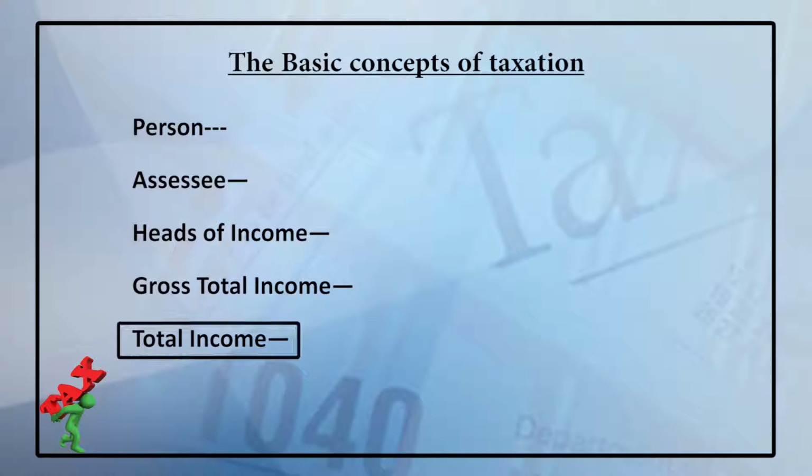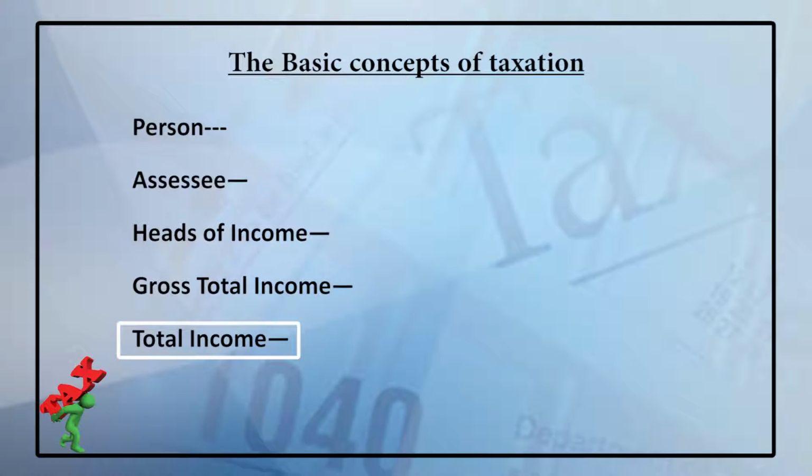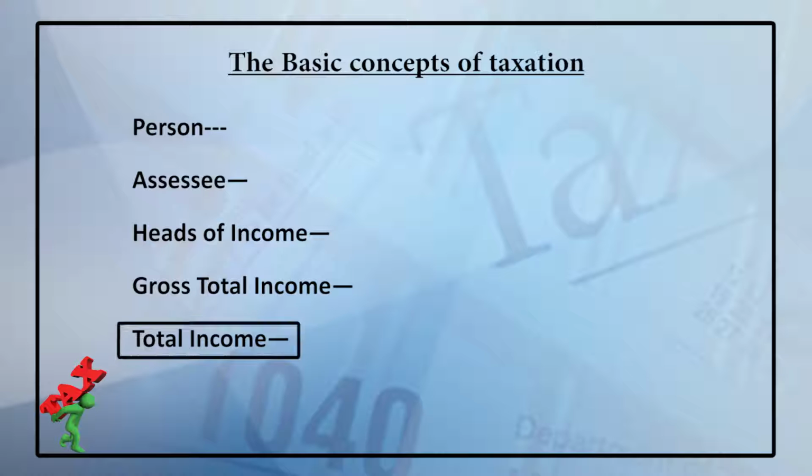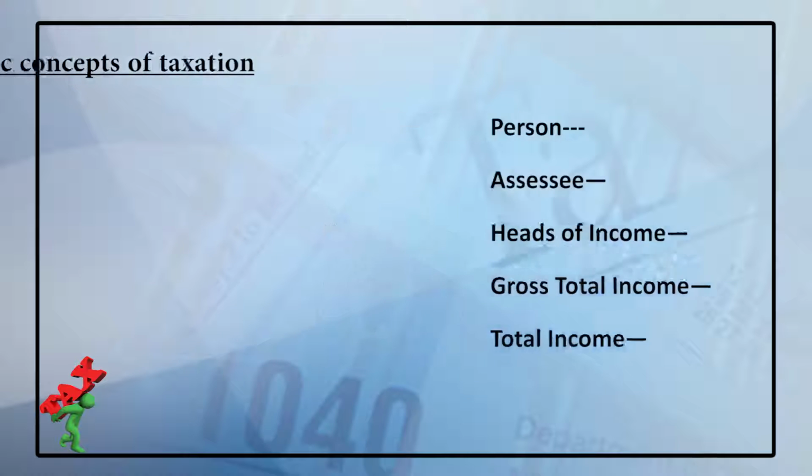Now, the total income. Total income is the actual taxable income on which the assessee has to pay the income tax. This has been defined under section 2 subsection 45 of the Income Tax Act 1961. What is total income? If you determine the gross total income and deduct certain items which are approved by the Income Tax Act, that is, Chapter 6 deductions, we get the total income.